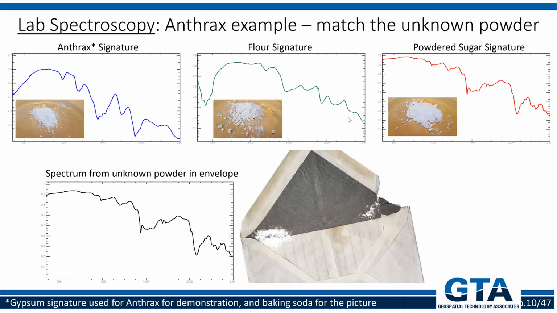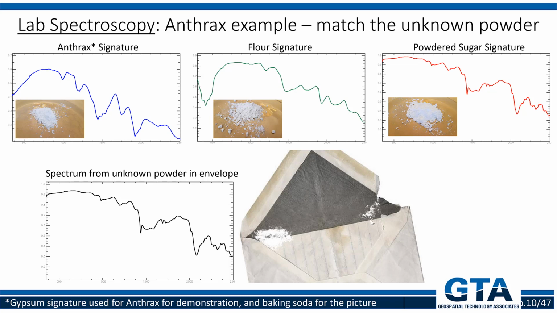Now here's another example of where somebody might use spectroscopy. An envelope comes in the mail in this example, and it has some white powder in it. We want to determine if that white powder is nefarious or is dangerous. In this example, we're going to propose maybe that white powder is anthrax, and we want to match that white powder to other white powders it might be that are not nefarious.